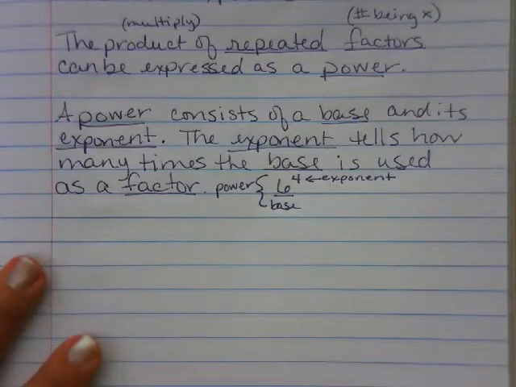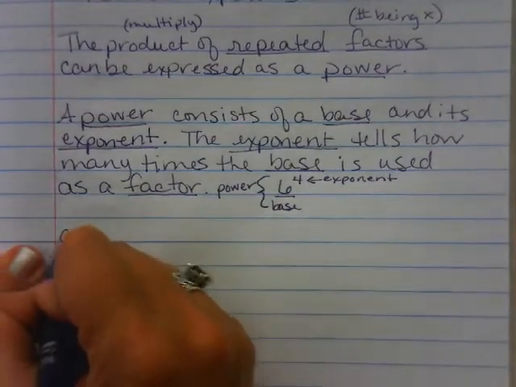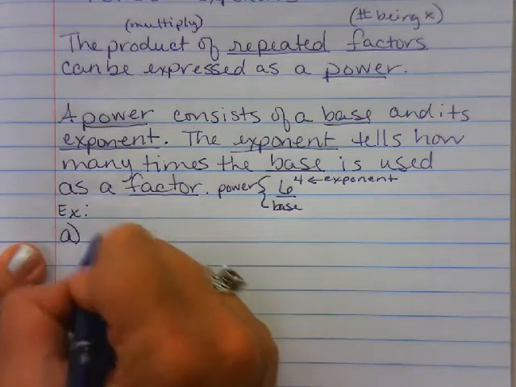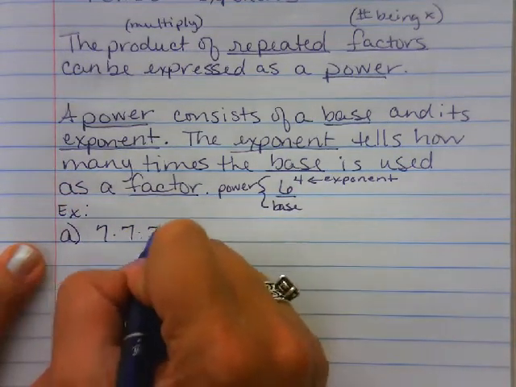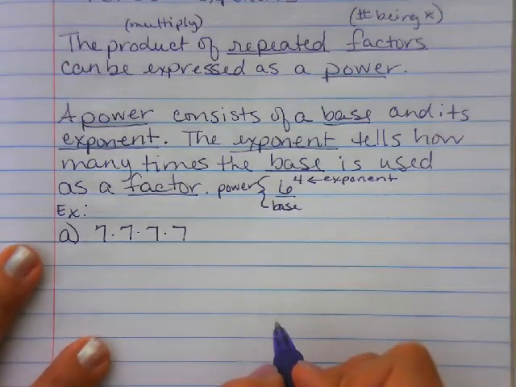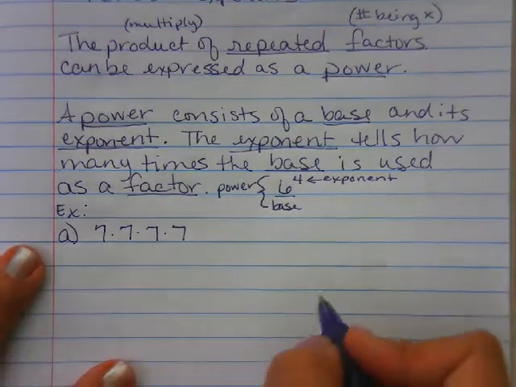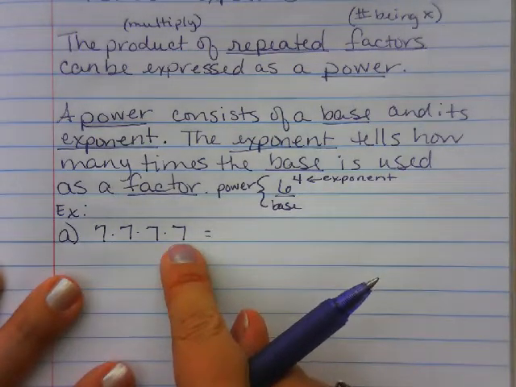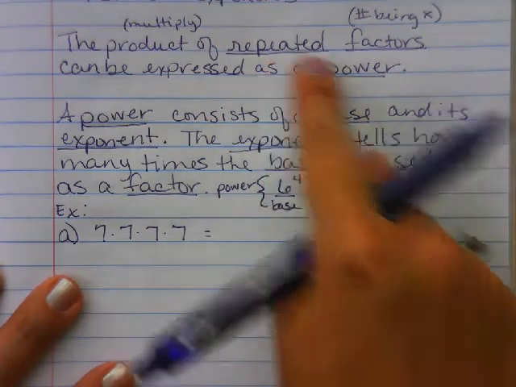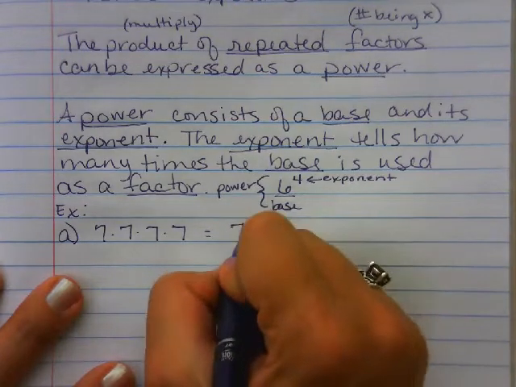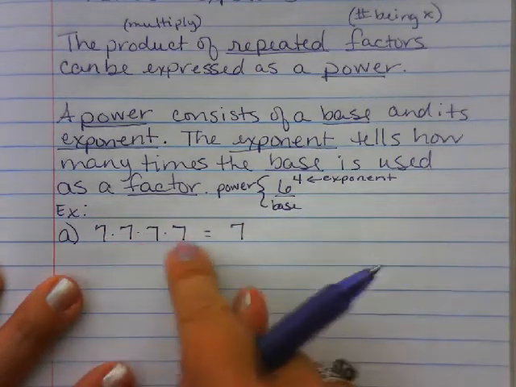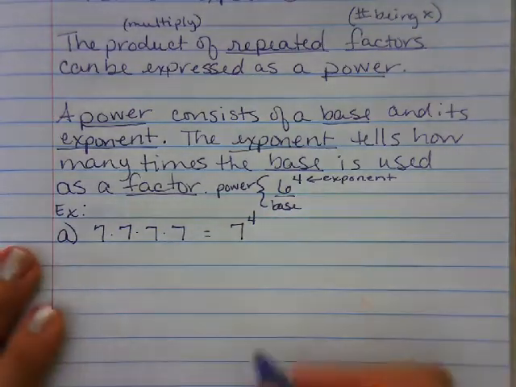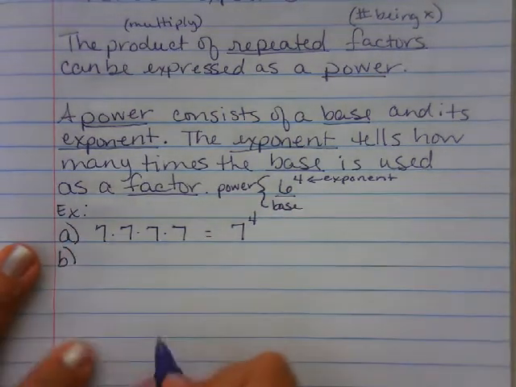So let's talk about writing an exponent. If I give you this example, 7 times 7 times 7 times 7, remember, we're using dots or parentheses for multiply. We're not using x. So 7 is the number that is being repeated, so that is our base. And it is repeated 1, 2, 3, 4 times, so that is our exponent. So 7 times 7 times 7 times 7 is the same as 7 to the 4th power.